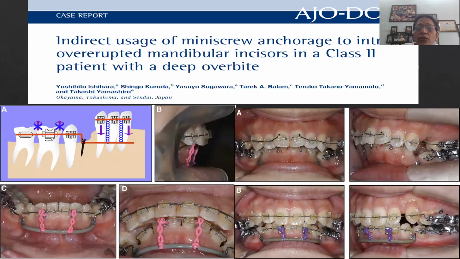Now, when you want the intrusion of the incisors, this is a beautiful modification given in AJODO 2013, where they have used mini screws for indirect anchorage to intrude the lower anteriors. So they have given a utility arch in this particular case, and to this utility arch, the intrusive component or the force is attached from the lower anteriors.